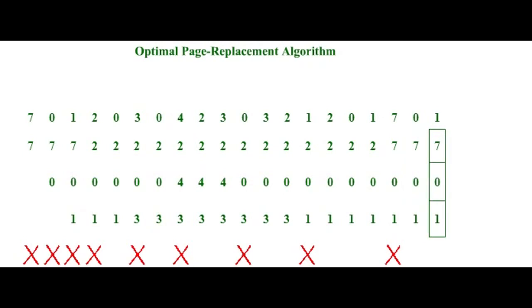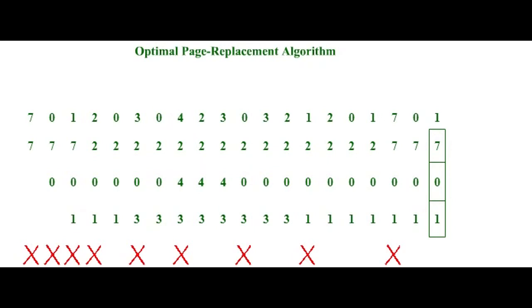Now we see that in this example, the number of page faults is 9. So the miss ratio for this will be 9 divided by the total number of page references, that is 20. And the hit ratio will be 1 minus the miss ratio, that is 11 by 20.